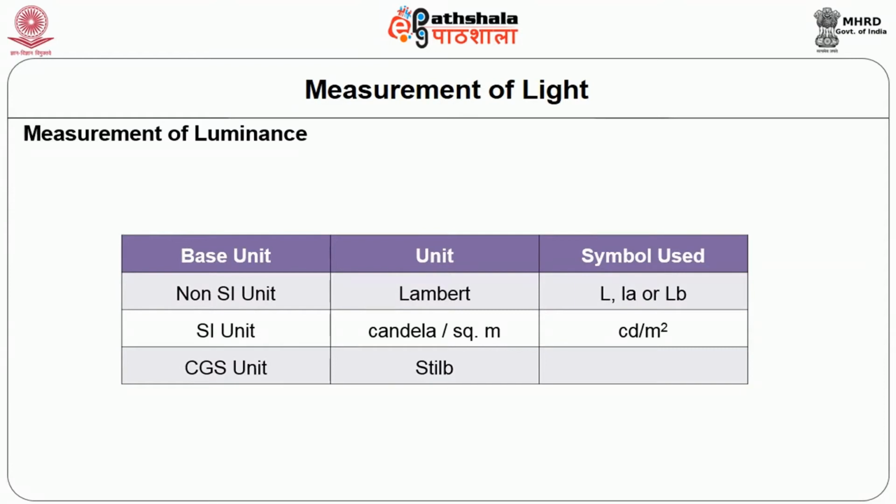This factor called luminance is measured in terms of a basic unit known as the Lambert and non-SI units. The Lambert is distinctly stated adopting the symbols L, LA or LB, proving that it is a non-SI unit of luminance. Contrarily, the SI unit of luminance is candela per square meter and the CGS unit is Stilb.